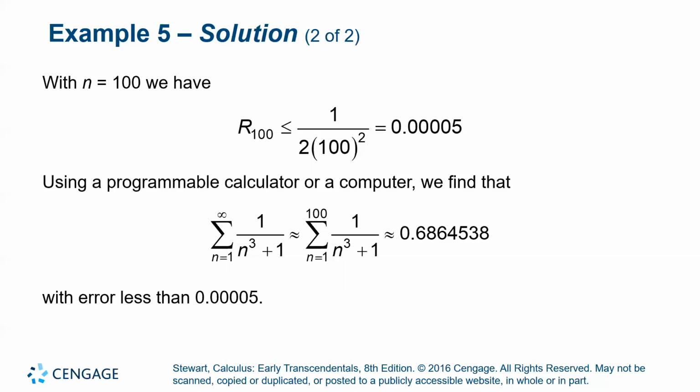0.00005. Now, if we use a calculator or a computer, and again, don't worry, I won't ask you to do this part, you can find that the sum of the first 100 terms, n equals 1 to 100, of 1 over n cubed plus 1 is about 0.686. And so we know from the top of the screen that the error on that estimate is less than or equal to 0.00005. In other words, the 100th partial sum is a pretty excellent estimate for the sum of our series 1 over n cubed plus 1. And that is the end of section 11.4.